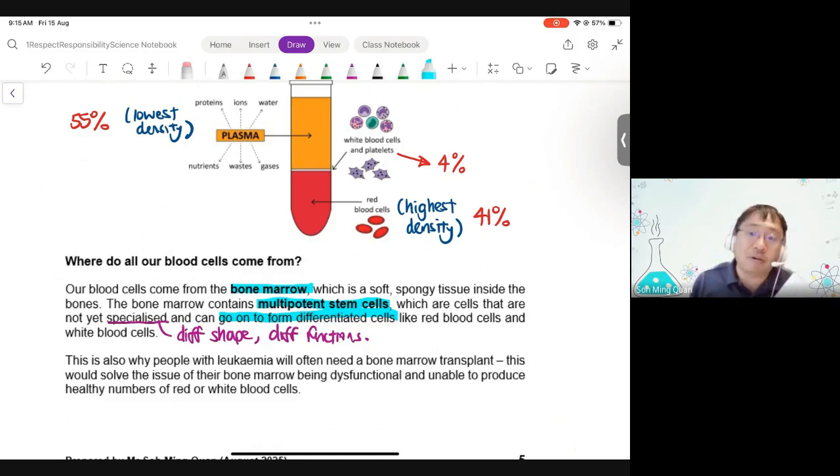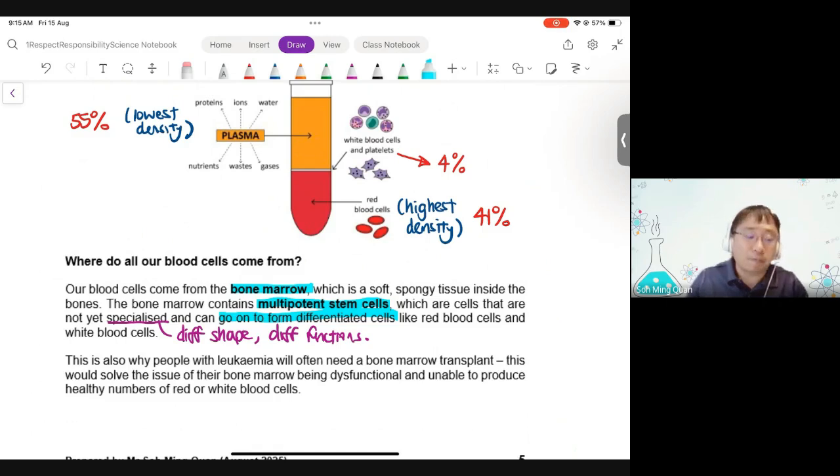And this is the reason why patients with leukemia very often need a bone marrow transplant. They get leukemia because their bone marrow is no longer functioning normally. It's either dividing too rapidly, all right, or dividing until it doesn't work anymore. So the bone marrow is the problem in leukemia patients. To solve the problem of leukemia, you need a bone marrow transplant. Okay, that means you need to take someone else's bone marrow and put it inside the patient.